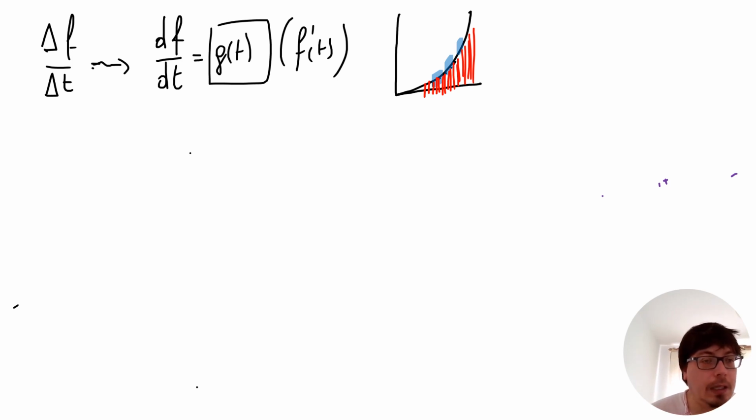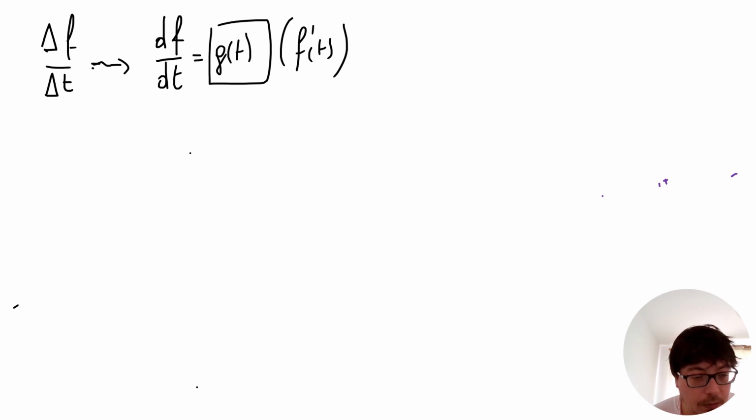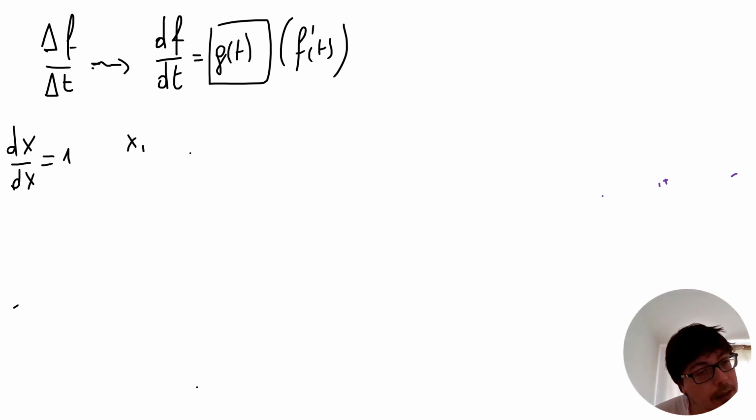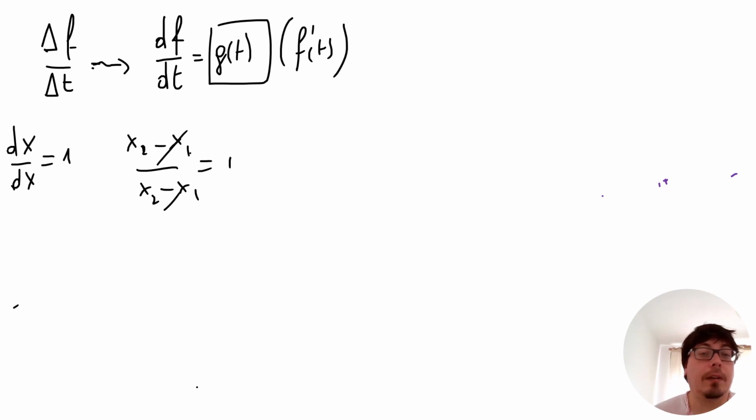So what I want to do is some examples of derivative, using some nice formulas from algebra. So we know that the derivative of x in dx is equal to 1, and this is because x2 minus x1 divided by x2 minus x1, these cancel out, and this is 1 in every point. So the derivative of a line is a constant, and it's 1.